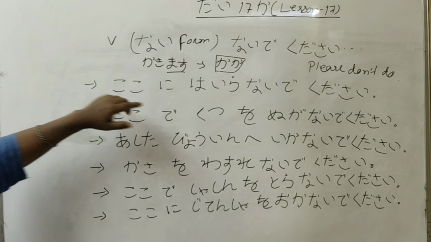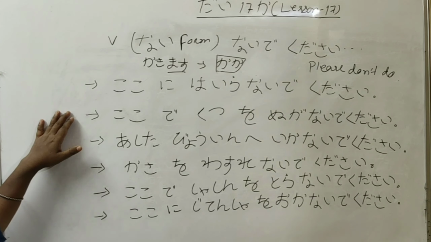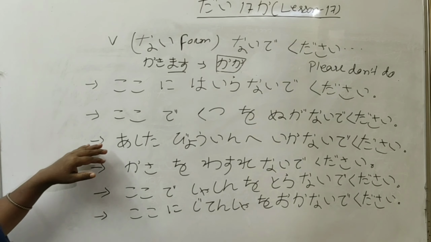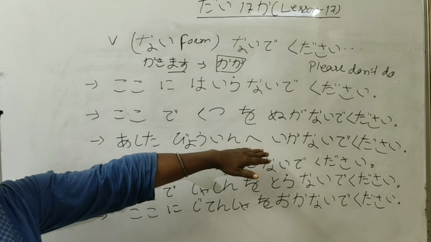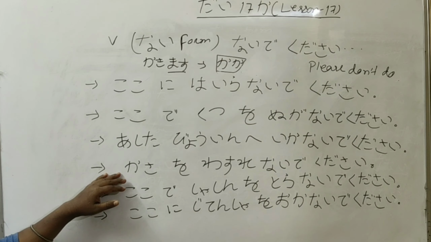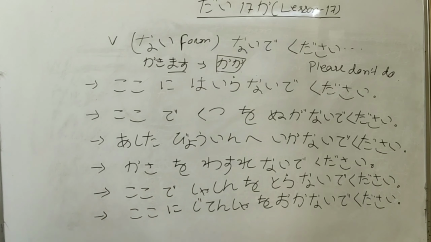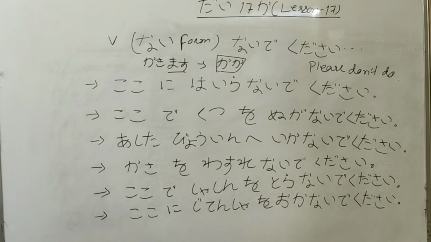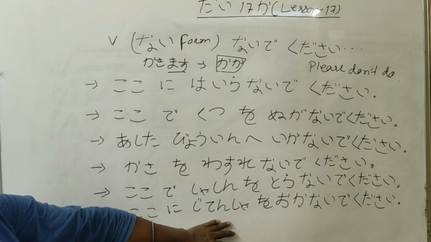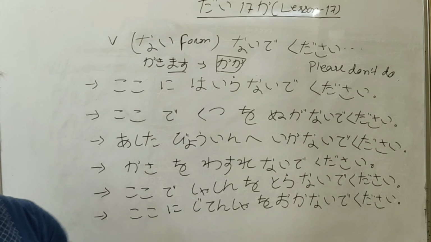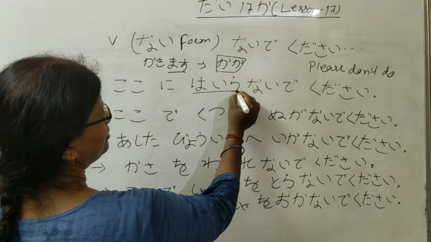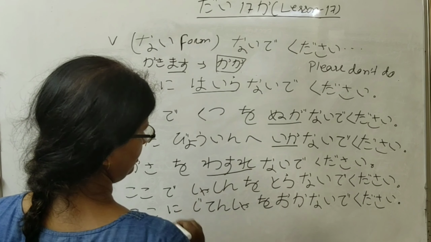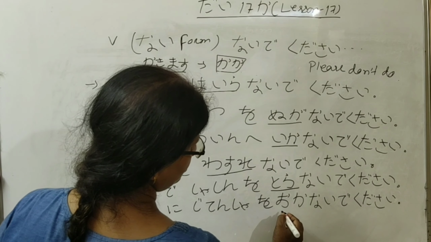Koko ni hairanai de kudasai. Koko de kutsu wo nuganai de kudasai. Ashita byoin ni ikanai de kudasai. Kasa o wasurenai de kudasai. Koko de shashin o toranai de kudasai. Koko ni jitensha o okanai de kudasai. So, haira, nuga, ika, wasure, tora, oka.